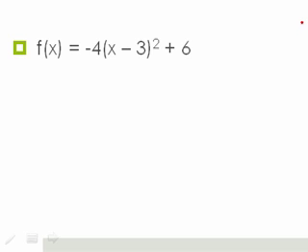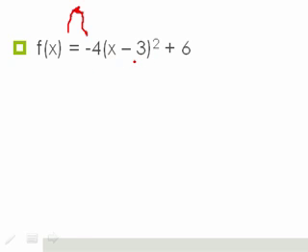Okay, so what is the vertex for the function f of x equals negative 4 times x minus 3 squared plus 6? Here we have the parabola written in vertex form. Notice that the value for a is negative. That means that your parabola opens downwards, and your vertex is going to be your maximum value.